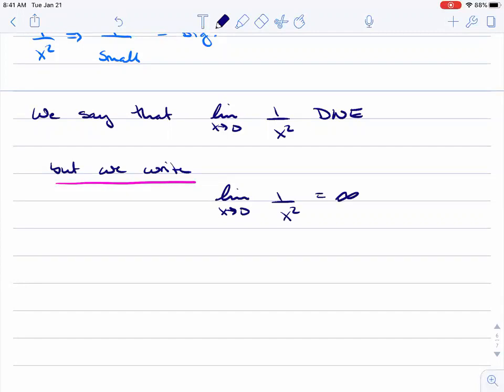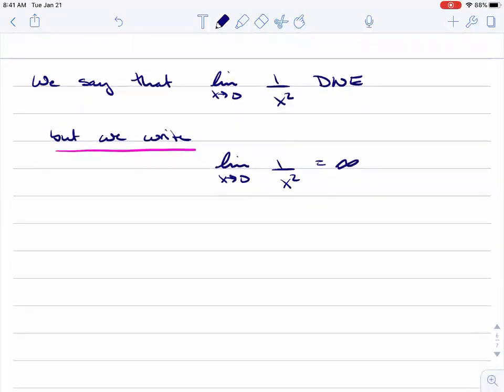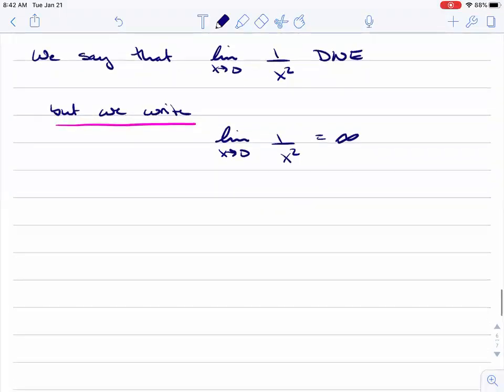Infinity is not a number, so it doesn't exist. Infinity is this idea of going as far as you can possibly go and then further. And so we say it equals infinity, but that's just a special way of saying it doesn't exist, to differentiate between the different ways that the limit of a function cannot exist.